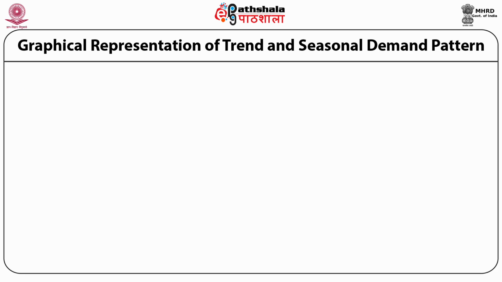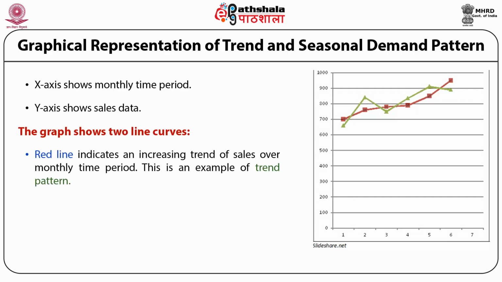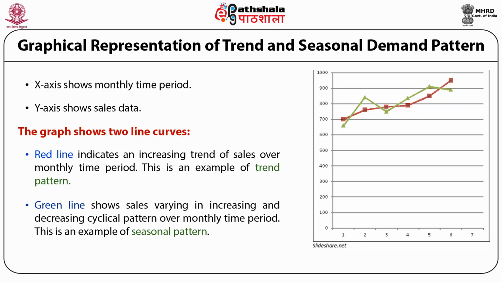Graphical representation of trend and seasonal demand pattern has been illustrated in the following graph. It is important to understand that the x-axis of this graph shows monthly time period and y-axis shows sales data. The graph shows two line curves. The red line indicates an increasing trend of sales over monthly time period. This is an example of trend pattern. Green line shows sales varying in increasing and decreasing cyclical pattern over the same time period of month. This is an example of seasonal pattern.